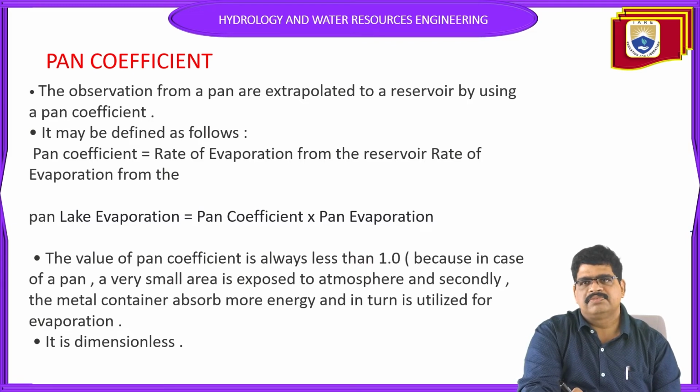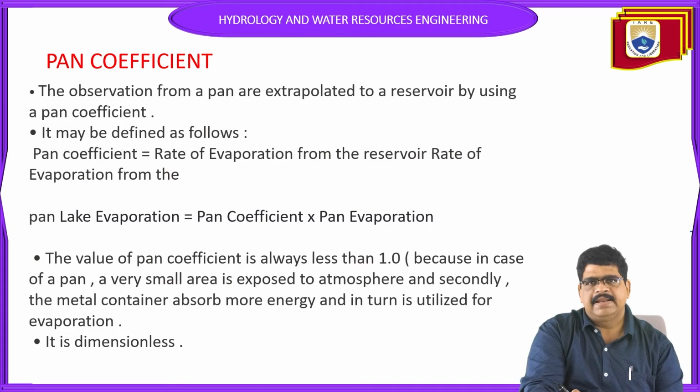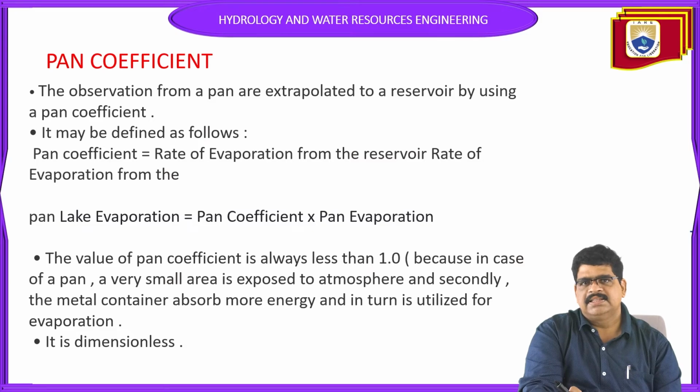The pan coefficient is always less than 1, because the pan is a very small area, as I explained, exposed to the atmosphere, and secondly the metal container absorbs more energy from the total utilization of the evaporation. Next, it is dimensionless.